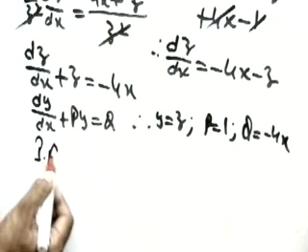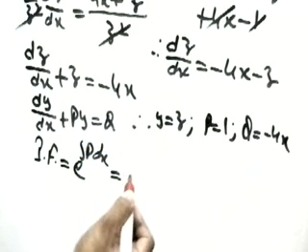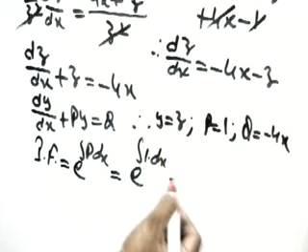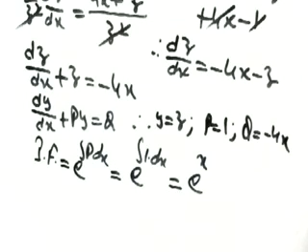Now what is the first step? We have to find the integrating factor. The formula of the integrating factor is e to the power of integration of p dx. The p value is 1, so e to the power of integration of 1 dx will be e to the power x. So we got the integrating factor.